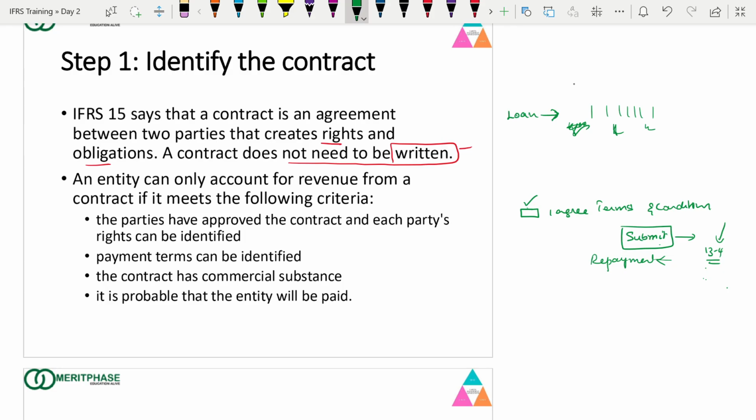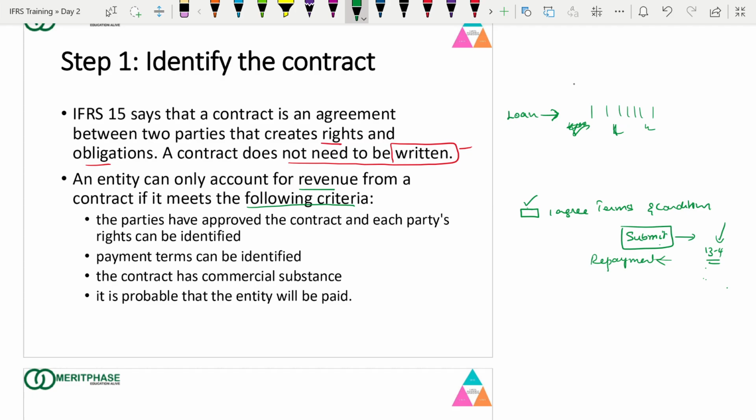These things will come. Not everything needs to be written. Just now I told you, the moment we enter a commercial place, we are in a contract that if we purchase, we will pay. It is implied within the terms and conditions. An entity can only account for revenue from the contract if it meets the following criteria.